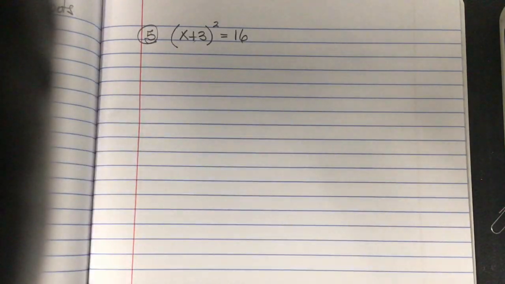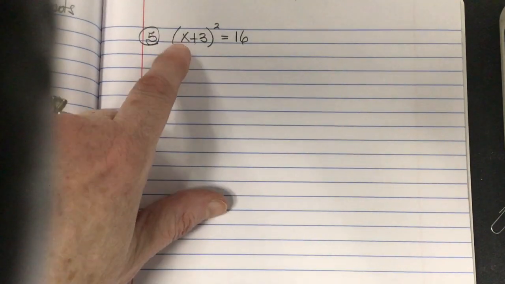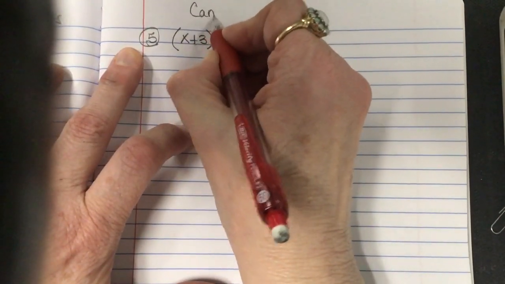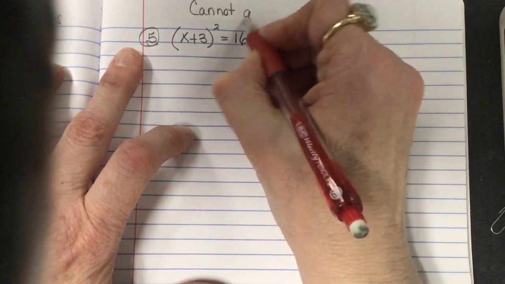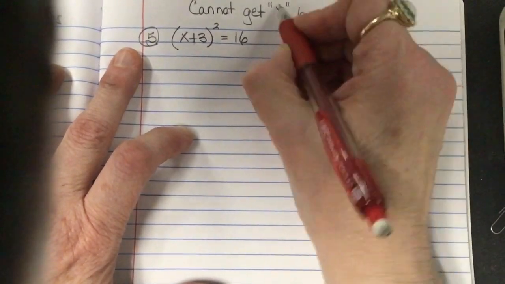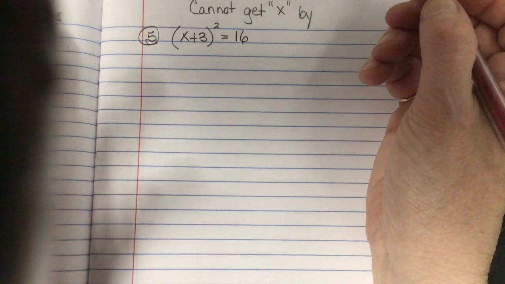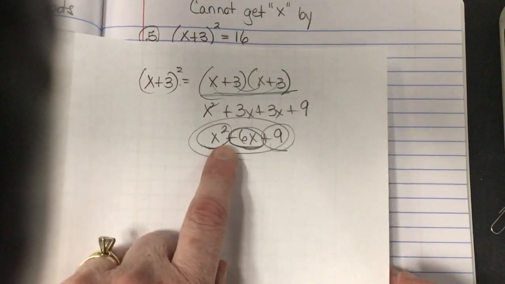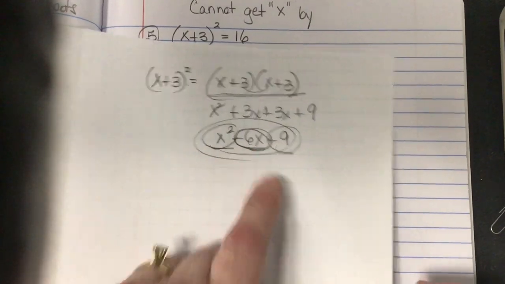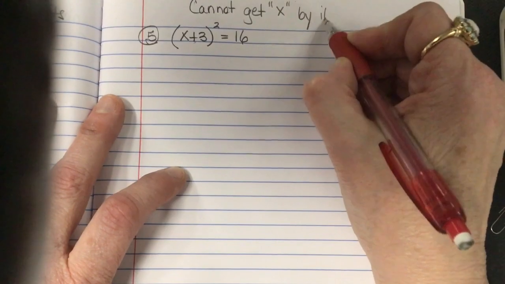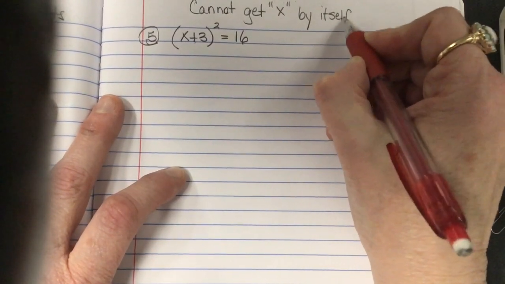So here's the deal. You cannot get x by itself in this problem. Well, there's no x squared, so that's the easy thing. It is, but you would have to do this, and when you do this, then you don't know what to do with the 6x. So let's just say you cannot get x by itself first.